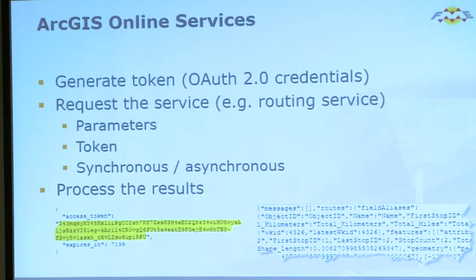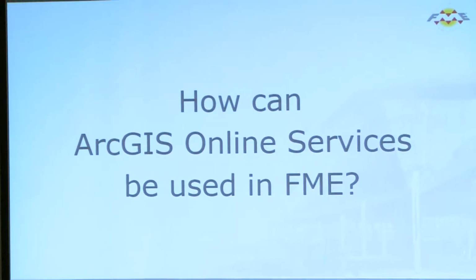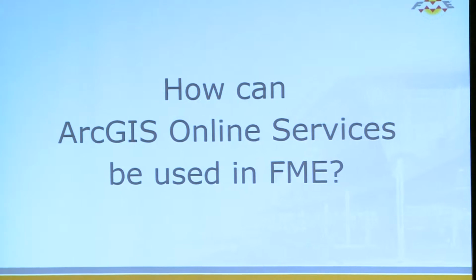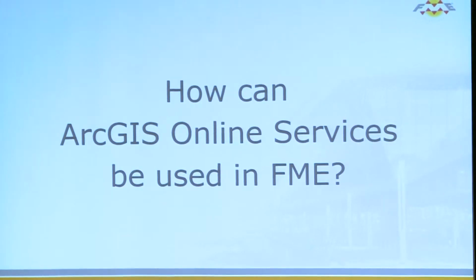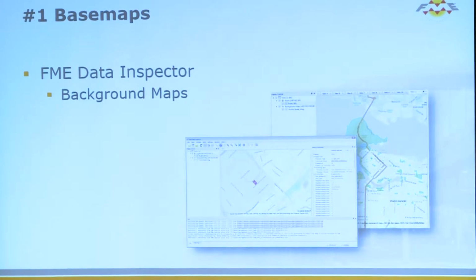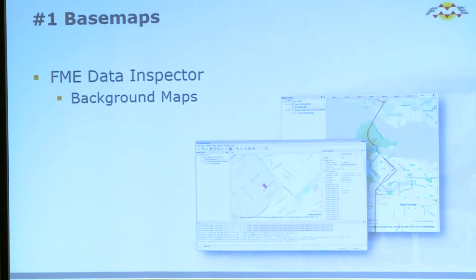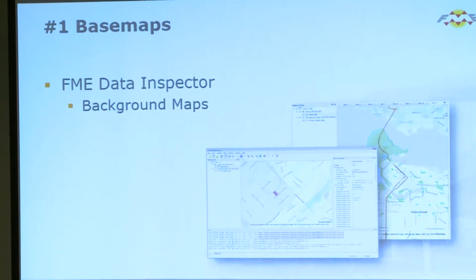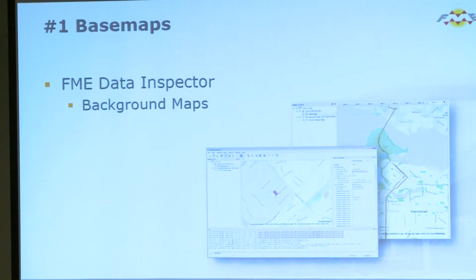I think this is enough for ArcGIS Online in general. So the question is here now, how can ArcGIS Online Services be used in FME? And I think you have all heard about the FME Data Inspector capabilities to use background maps. I think this was introduced with FME 2013, I guess, Service Pack 2. And ArcGIS Online provides you with a number of base maps, and you can use them right in the Data Inspector.